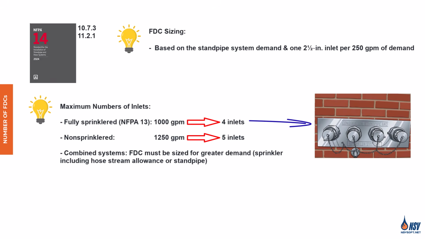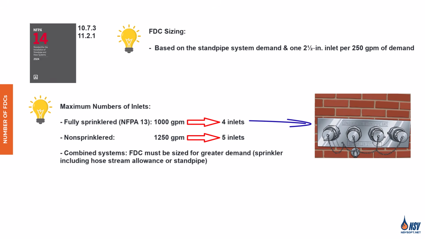In combined systems, where the water supply is shared between the standpipe and sprinkler system, the FDC must be sized for the greater of the two demands, either the sprinkler demand including hose stream allowances or the standpipe demand. In most cases, the standpipe demand governs.